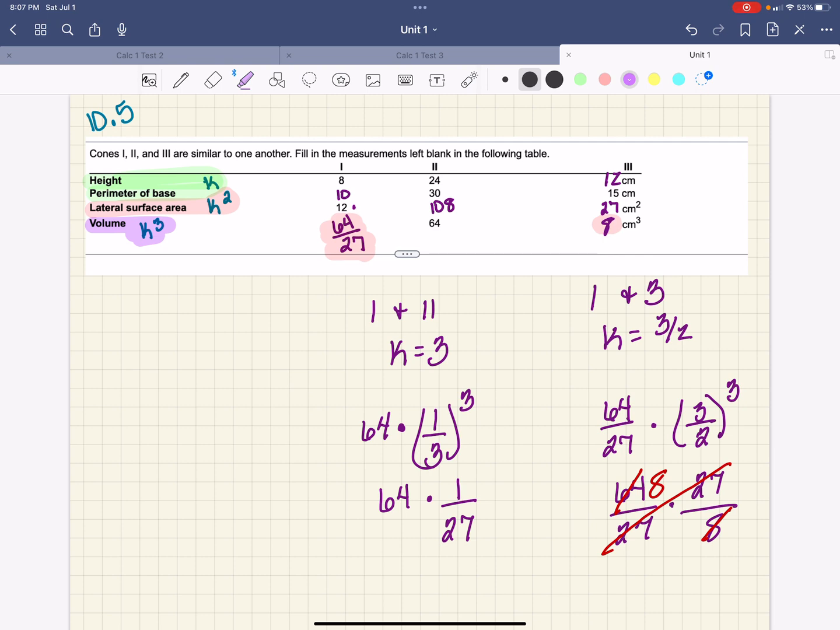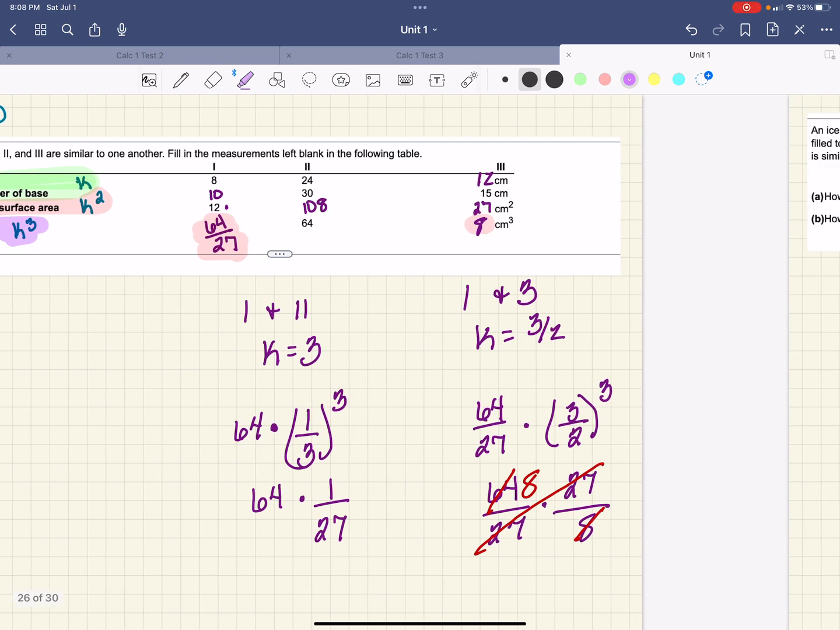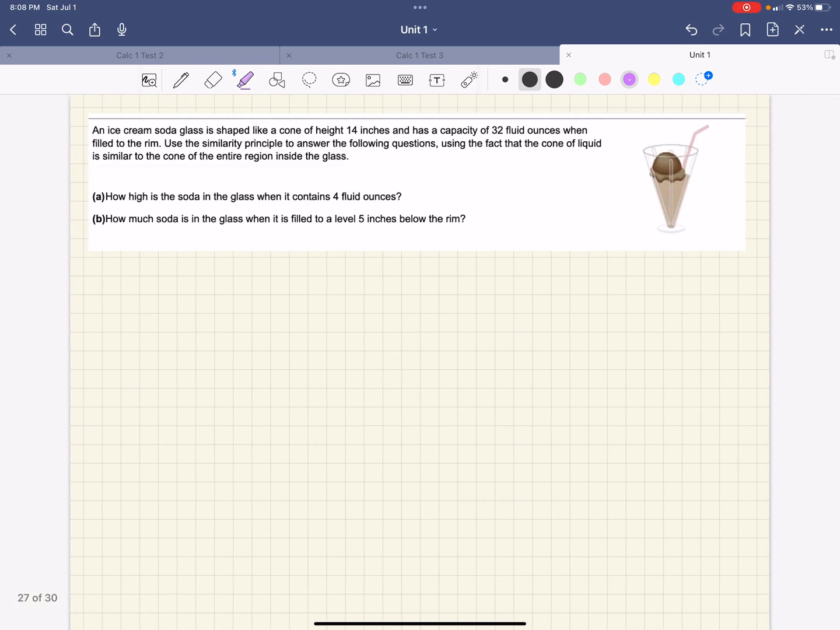So we're going to go ahead and talk about our ice cream cone. That's our other cylinder one. An ice cream soda glass is shaped like a cone of height 14 inches. So that means the entire height here is 14 inches. It has a capacity of 32 fluid ounces when filled to the rim. So that would be absolutely to the very top. We have 32 fluid ounces.